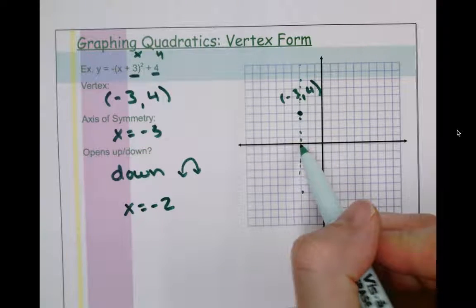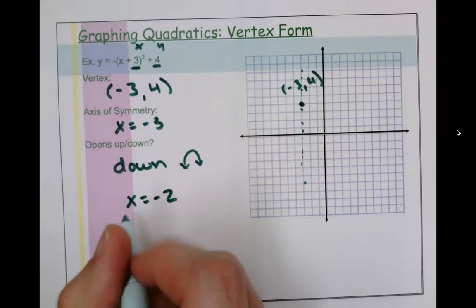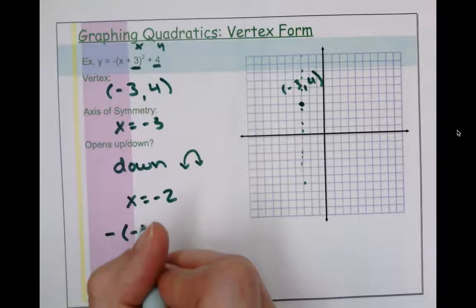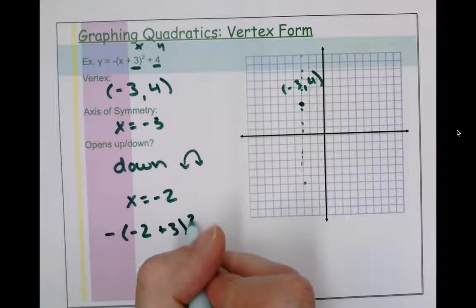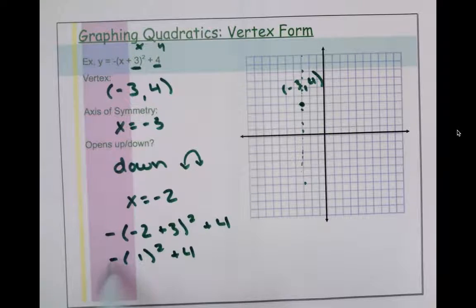Because it's the x value directly to the right here, I'm going to plug that into my original equation. So I'm going to plug in negative 2 plus 3 squared plus 4, and again go through PEMDAS. Inside of the parentheses first, negative 2 plus 3 would be 1. Now I'm going to do the exponent, not worrying about the negative sign in the front because that is multiplication. So I'll do 1 squared, which would give me 1 plus 4.